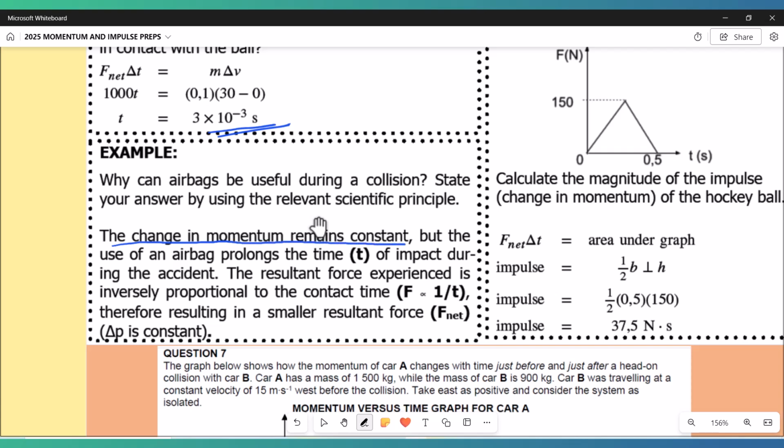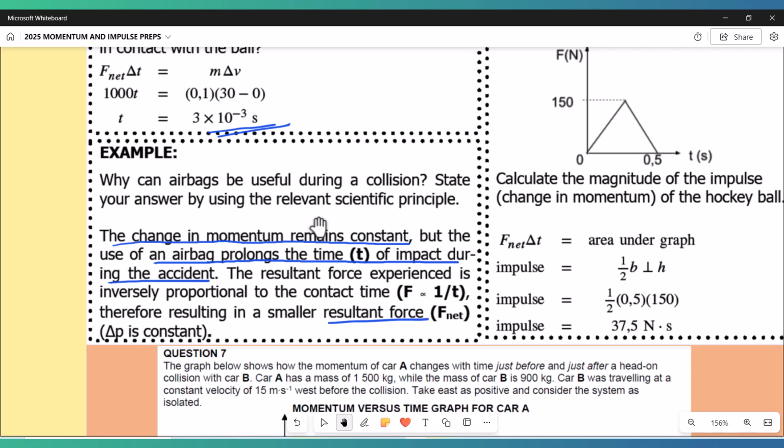Momentum remains constant, but the use of the airbags prolongs. So the airbag does what? It prolongs the time t of impact during the accident, or during the collision altogether. So the resultant force experienced is inversely proportional to the contact time, and therefore results in a smaller resultant force. That's why they are helpful.